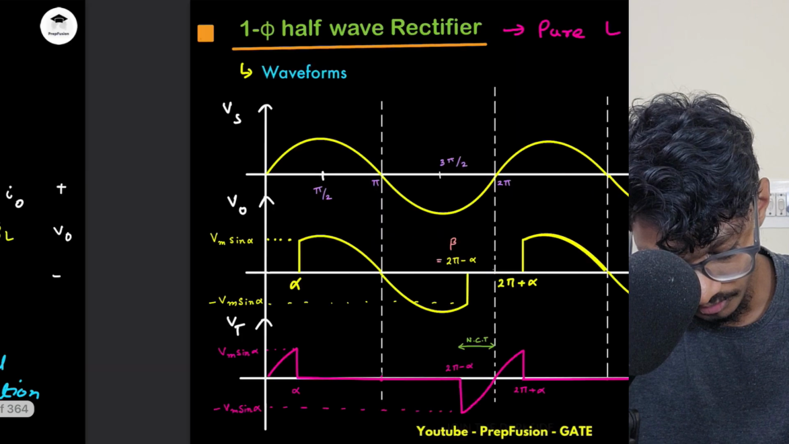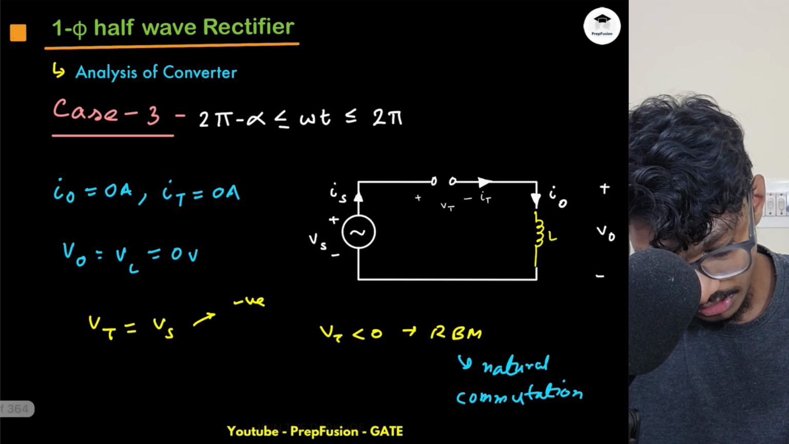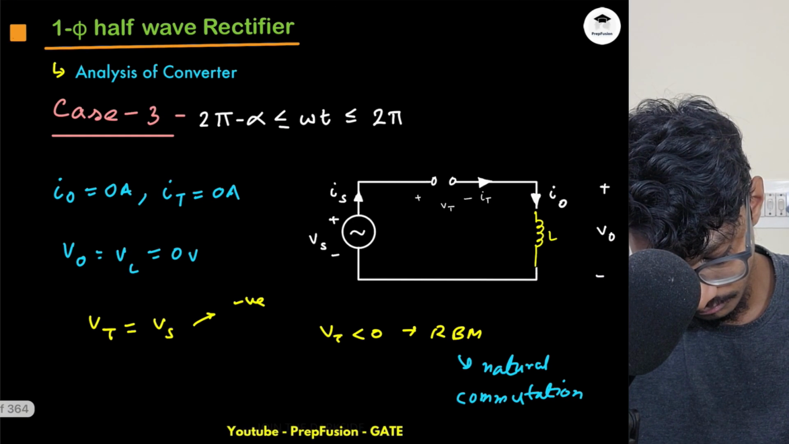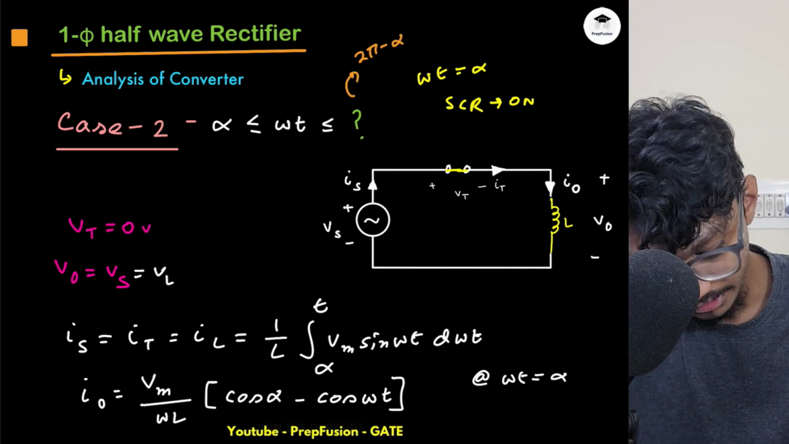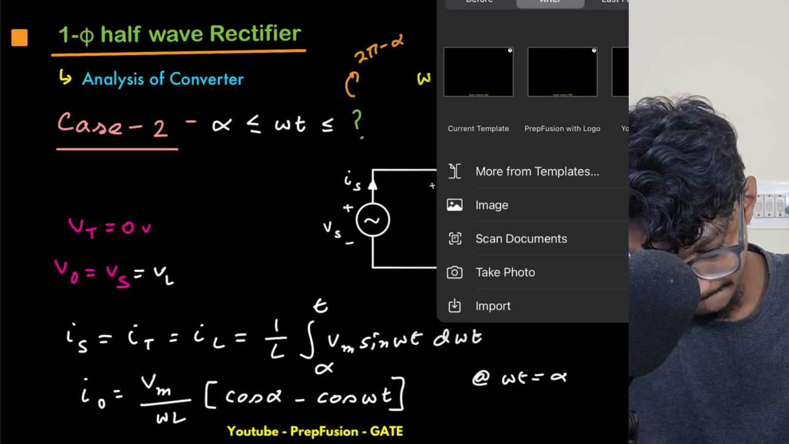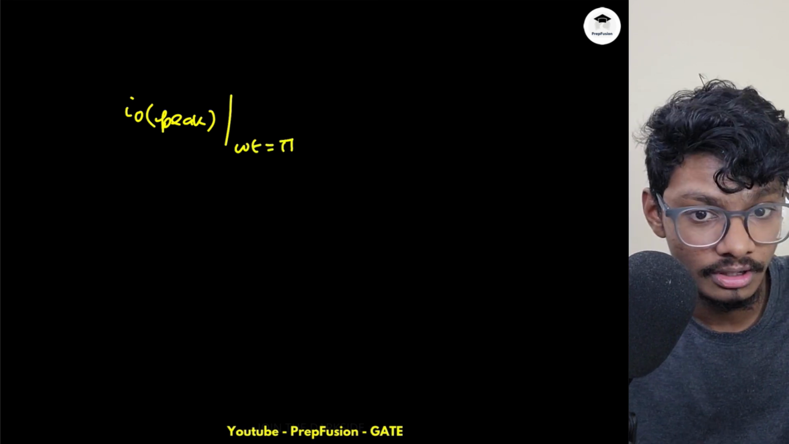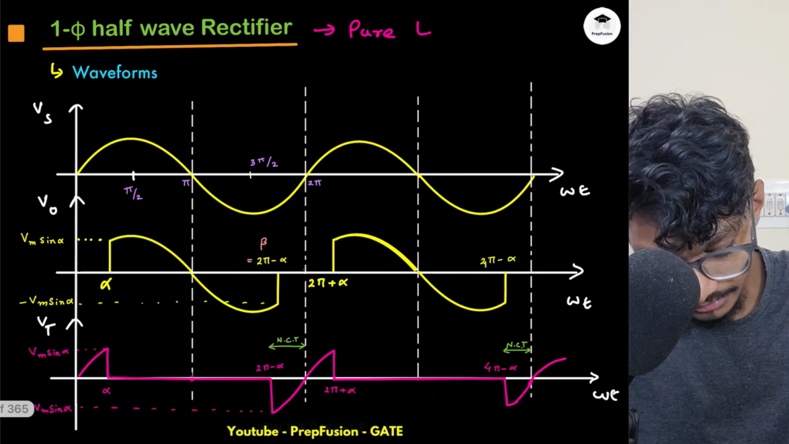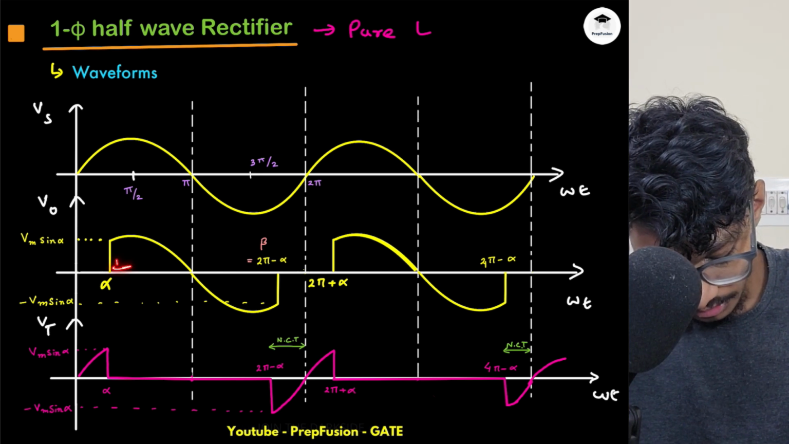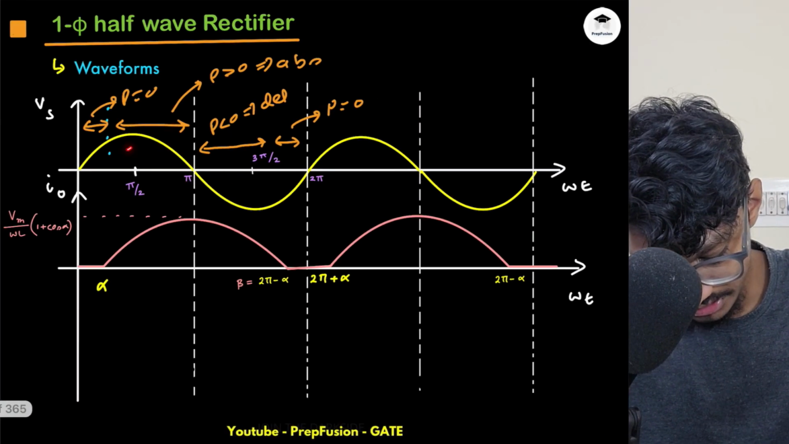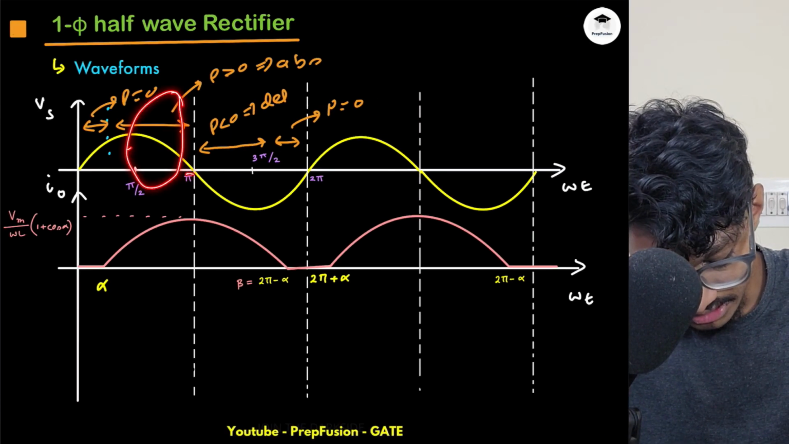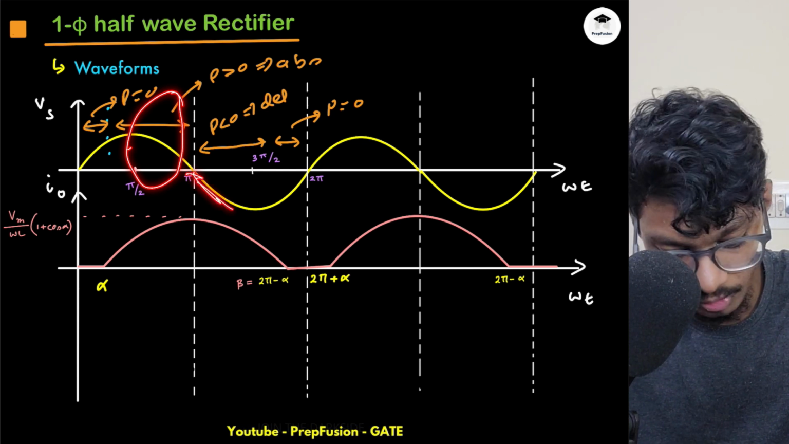So what will the maximum value be? Basically the maximum value will occur at, okay, where is the expression of current? Here, right? So IO peak will always occur at omega t equals pi. And why will it occur at omega t equals pi? Because if you observe, in this region it is absorbing the power. Then just after this, the supply voltage becomes negative and the output voltage also becomes negative.